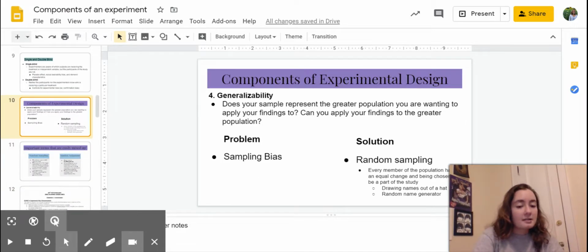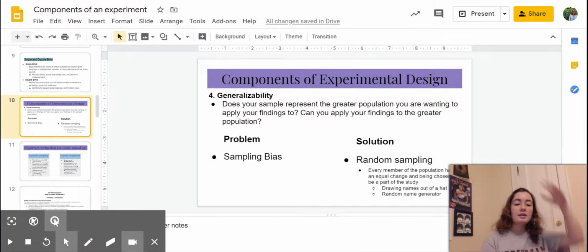Okay, so the final important characteristic of a good experimental design is generalizability. Generalizability is very important because you want to make sure that you can take the research results that you work so hard on and apply it and generalize it to the wider population. So an important term to go over real quick is population, which is just the overall group of people that you're trying to apply your research to. So it's the bigger group.